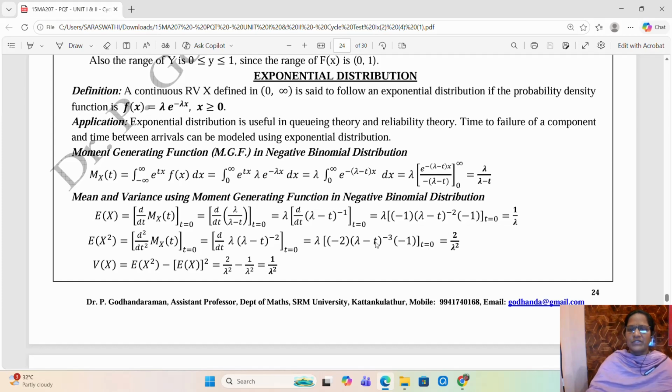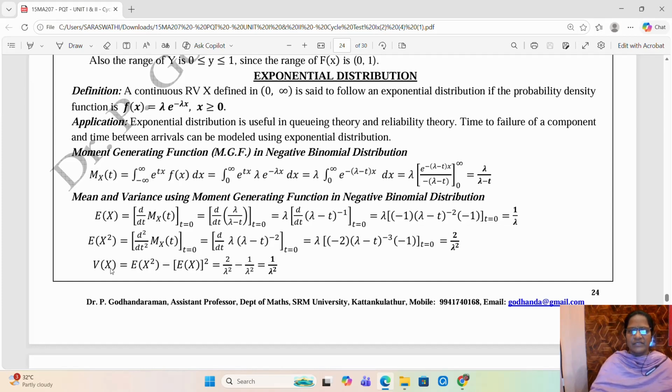Now put t equal to 0, so lambda to the power minus 3. Minus into minus is plus, 2 divided by lambda to the power 3. Already in the numerator we have one lambda, so it is 2 lambda by lambda to the power 3. After lambda cancels, it becomes 2 by lambda square. This is the value of E of x square.